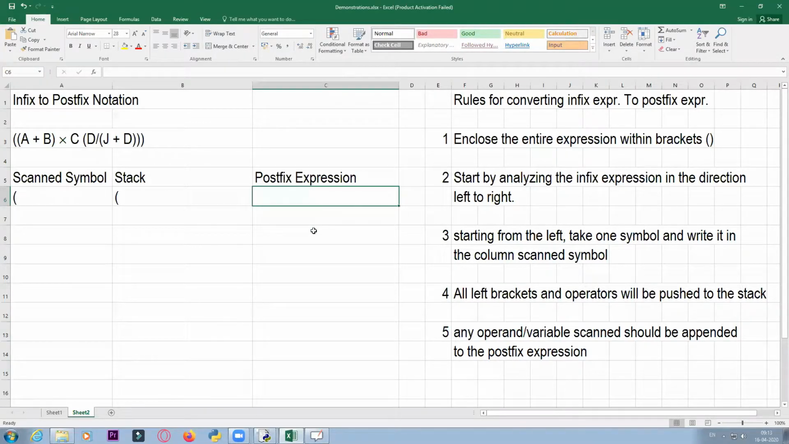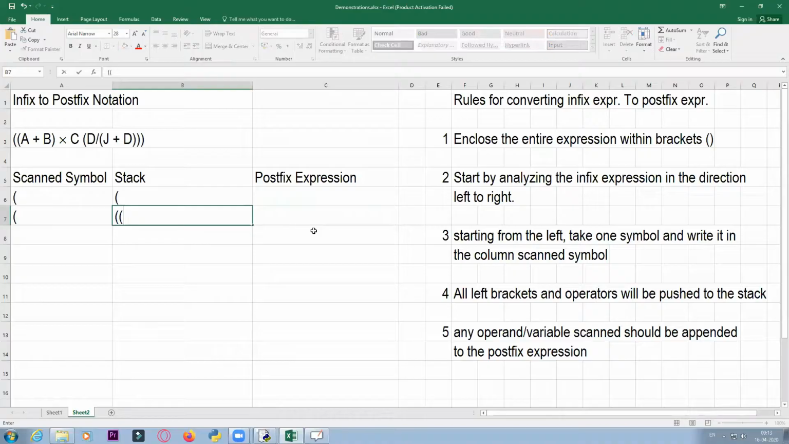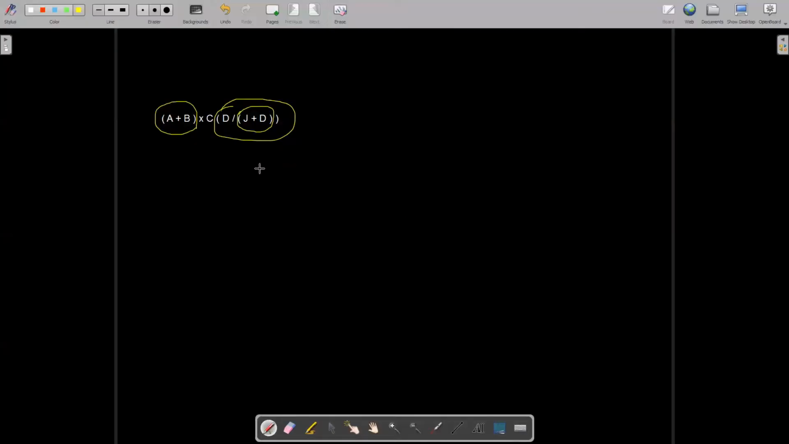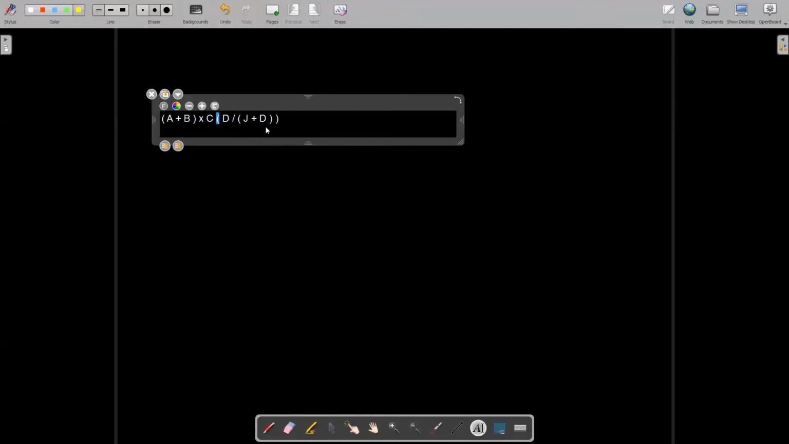Because we have not yet encountered any such symbol, we are going to start with the others. The second symbol here is again another left bracket. So now my stack contains these two left brackets. You can see over here we had two left brackets. We had enclosed this entire expression within brackets.